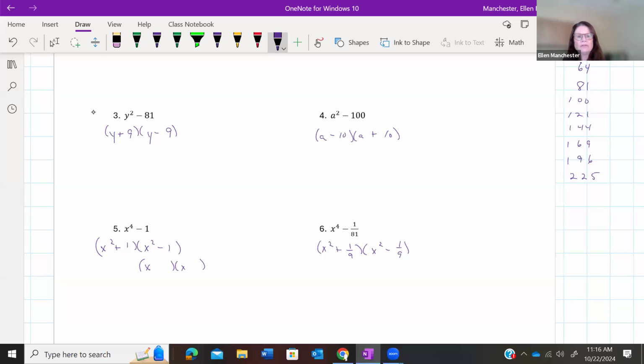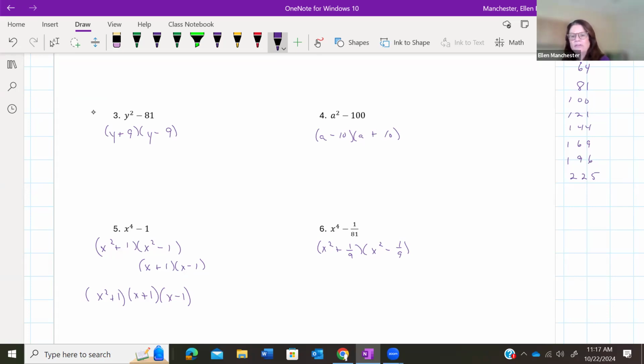So x squared is x and x, 1 is 1 and 1, 1's plus, 1's minus. So on number 5, you end up with 3 binomials. You can't do anything with that x squared plus 1 because there's no way to factor that. You can only factor again the x squared minus 1. So if there's a minus sign in it and you have two perfect squares, you can factor it again.